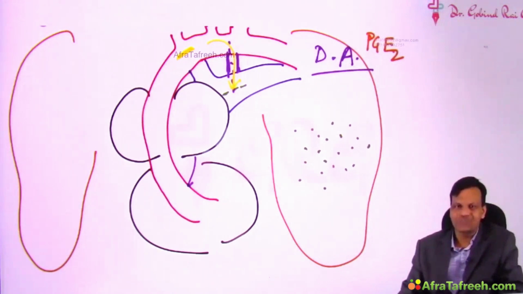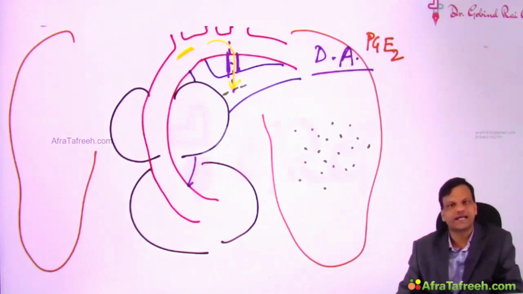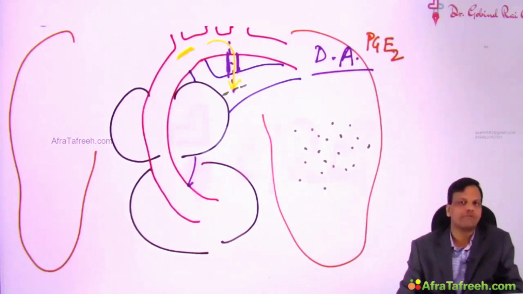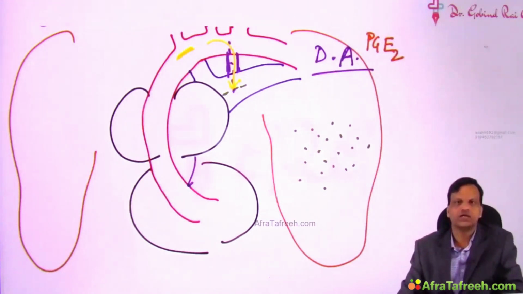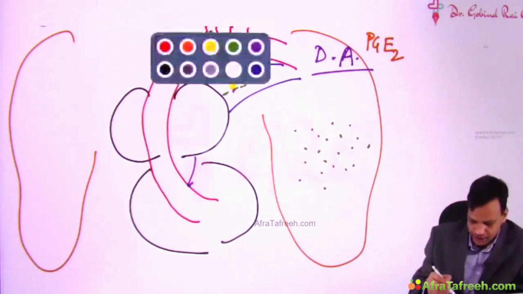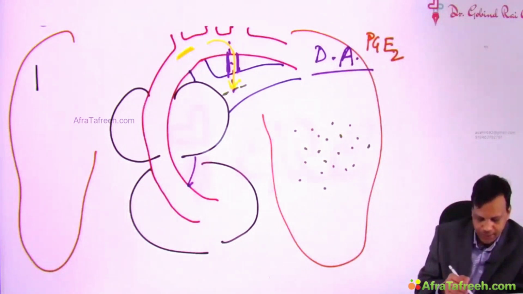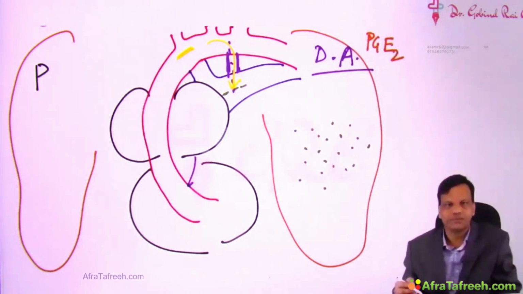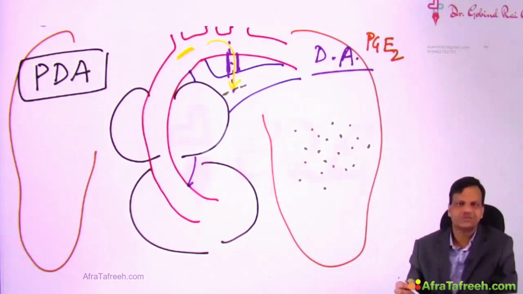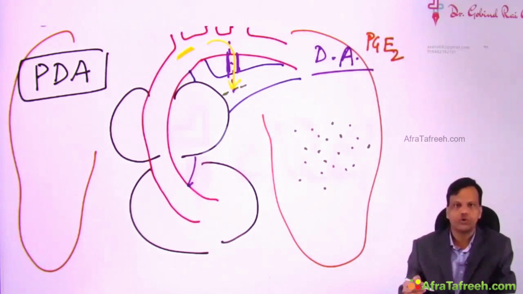So we want to keep the ductus open before the birth, and we want it to close after birth, and that happens because prostaglandins are produced before birth and not after birth. Now there are 2 types of problems which can occur. The first problem is the ductus remains open even after birth. So the condition is called patent ductus arteriosus, PDA. The name tells: ductus arteriosus is patent even after birth. So in this condition we want to close the ductus.